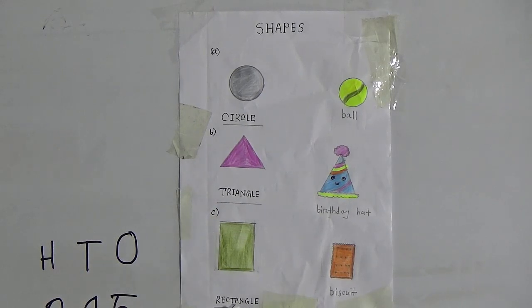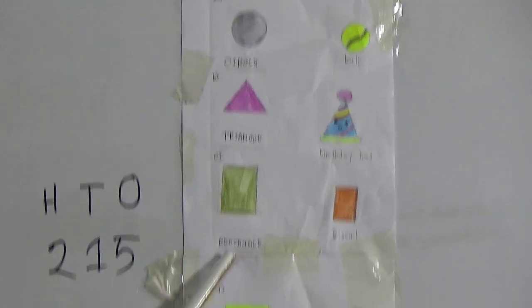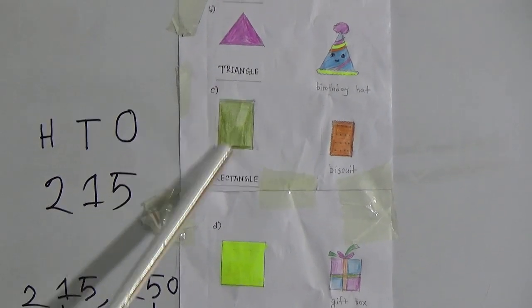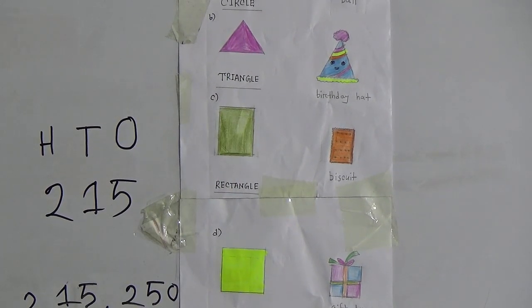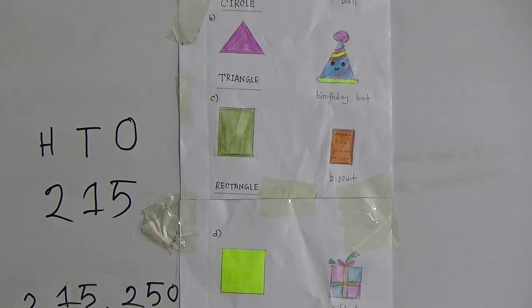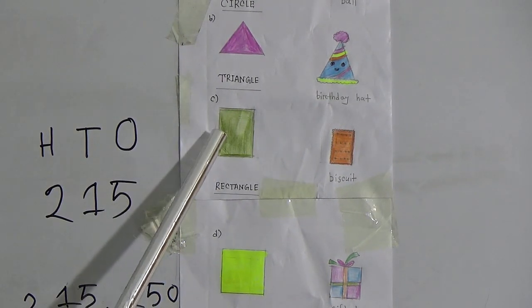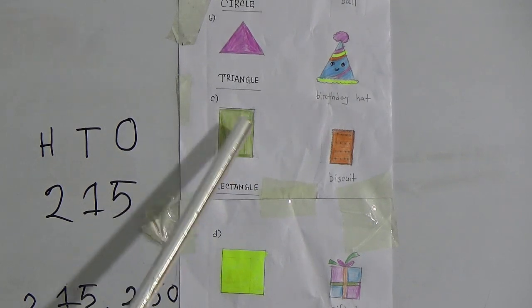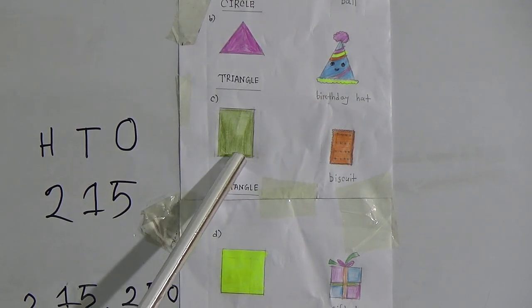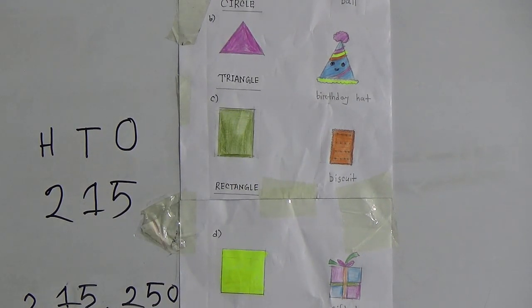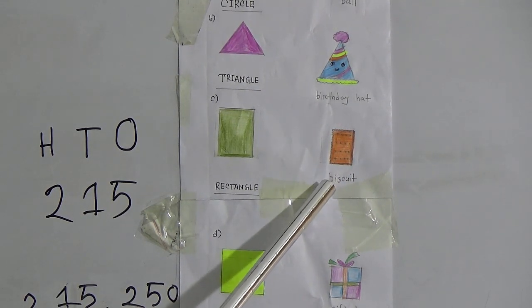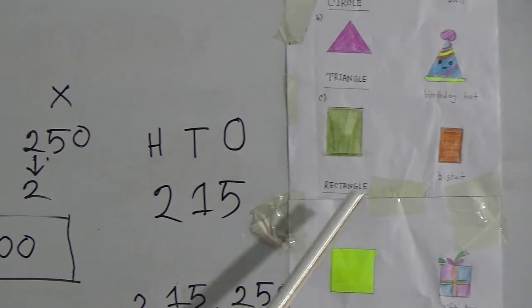The next shape is rectangle. A rectangle has how many sides? 1, 2, 3, 4. A rectangle has 4 sides, but all the sides are not equal. The opposite sides are equal here. This side and this side are equal, and these sides and these sides are equal, but not all the sides are equal. The shape of a biscuit is like a rectangle.